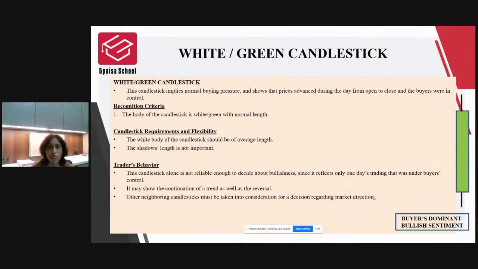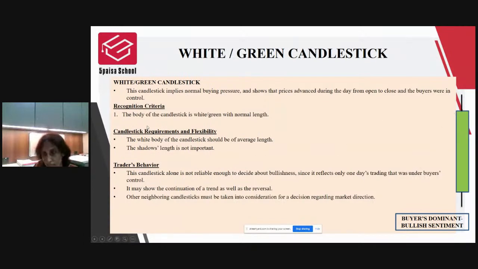Now essentially, the white candlestick or the green candlestick implies buying pressure and shows that prices advanced during the day from open to close. This is your open, this is your close, and the buyers were in control. Just remember, this is your opening price and this is your closing price. So it shows that the buyers were in control of the market for that particular day.